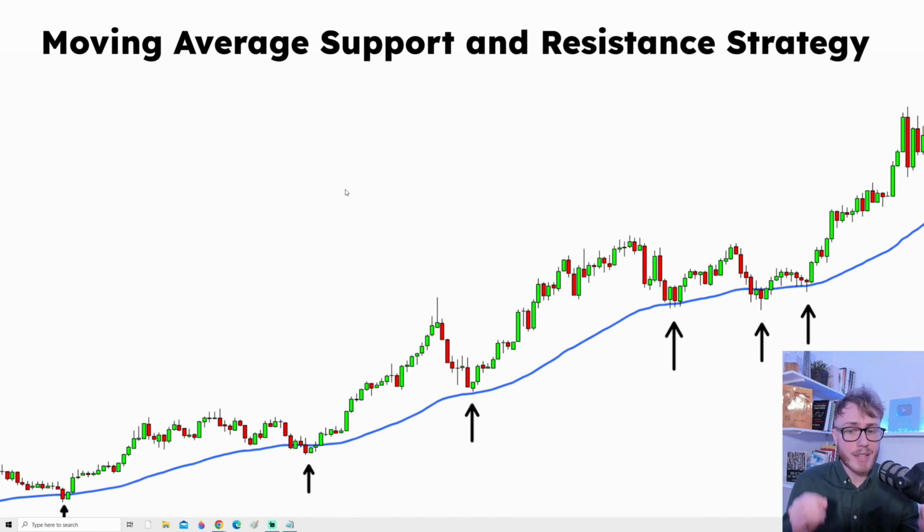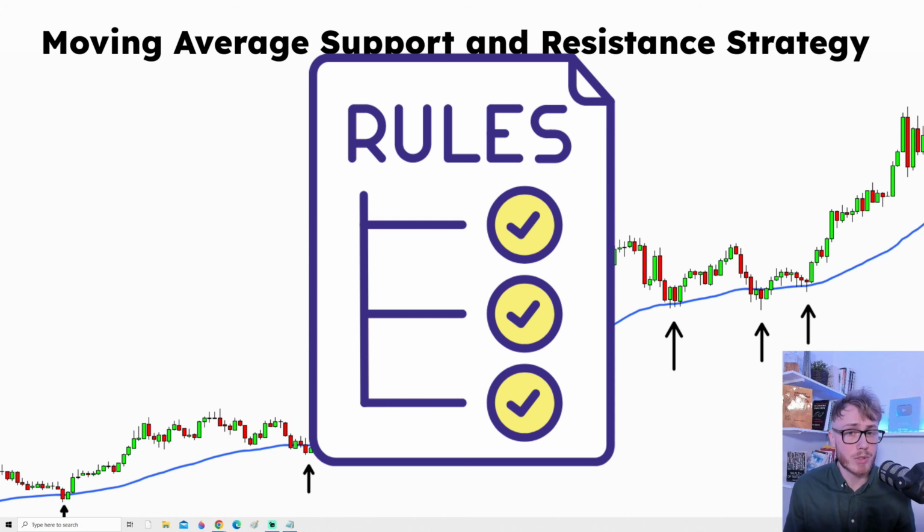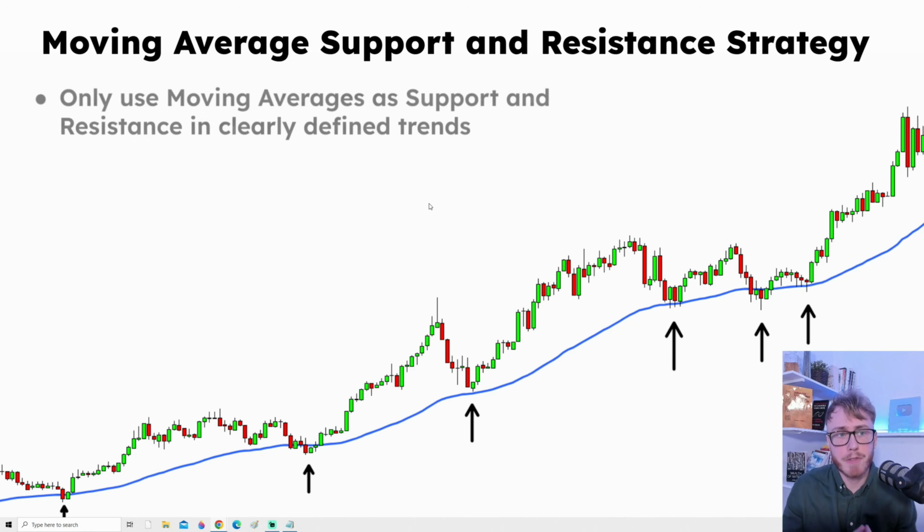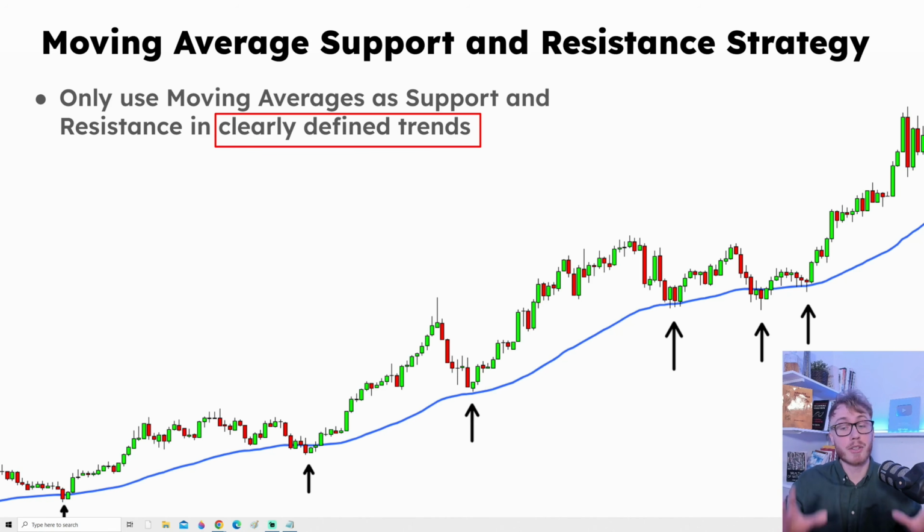With that said, this can actually still be a useful strategy. But in order for this to work, you need to know about some specific rules you need to follow. The first rule here is that you only want to use moving averages as support and resistance in clearly defined trends. And in this example, you can see that we have a clearly defined trend. You can pretty much see it by just looking at the chart right here.